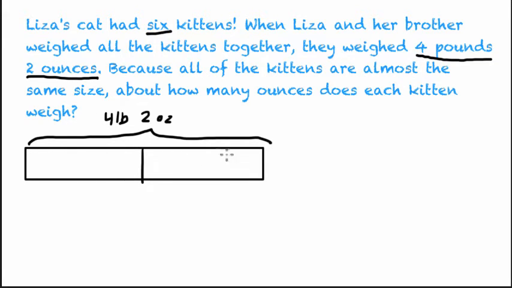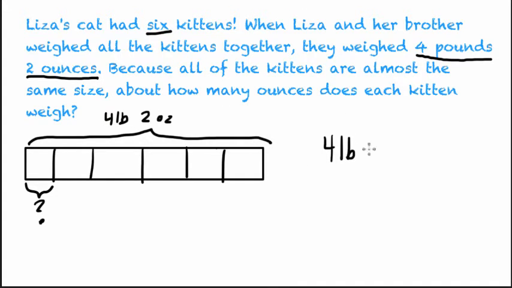So I'm going to split this in 6. 1, 2, 3, 4, 5, 6. So we have a total of 6. So what we need to figure out is how much is each kitten going to weigh. So this is where our question comes in. That's our question mark. How much does each kitten weigh? Well, remember when we're setting this up, we're just going to take this poundage, the 4 pounds, and we're going to change that to ounces, because then we can just add on that 2 ounces at the end.